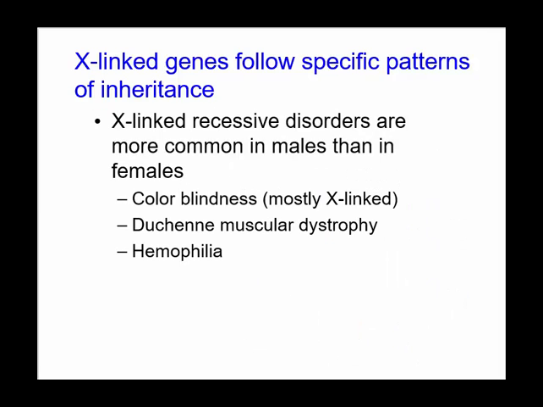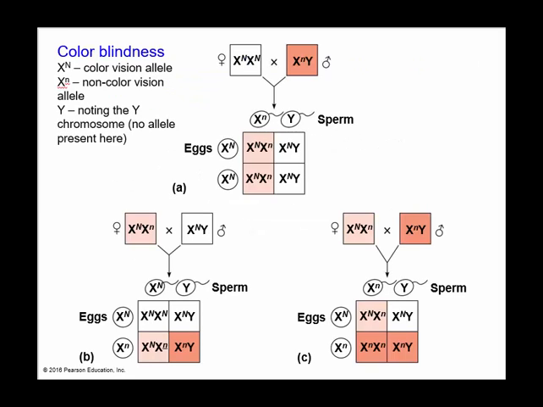All right. So some examples of genetic disorders that follow this X-linked pattern: colorblindness. This is one that's very commonly used as an example. Duchenne muscular dystrophy, hemophilia. So let's look at colorblindness as an example, and let's set this up a bit too.